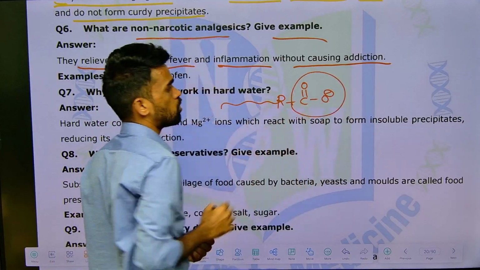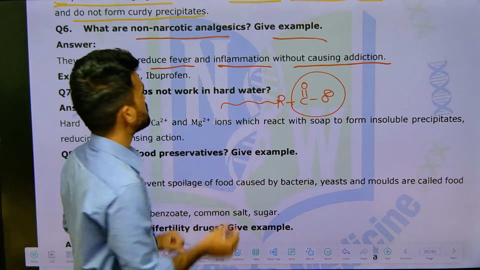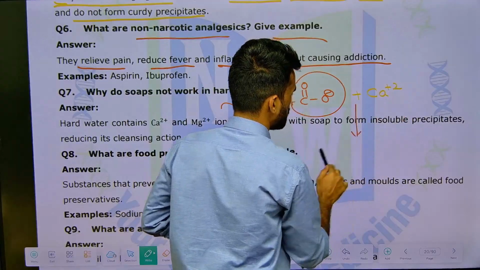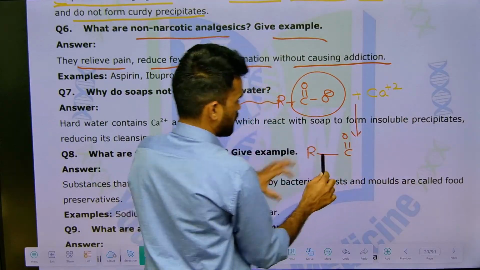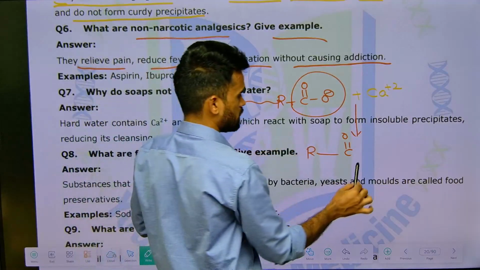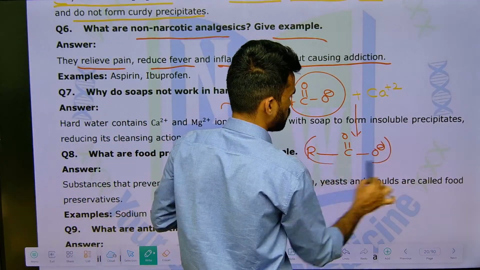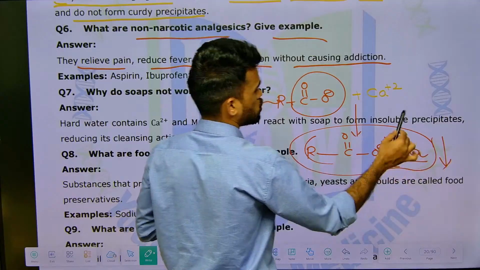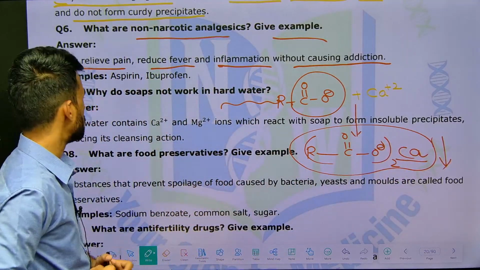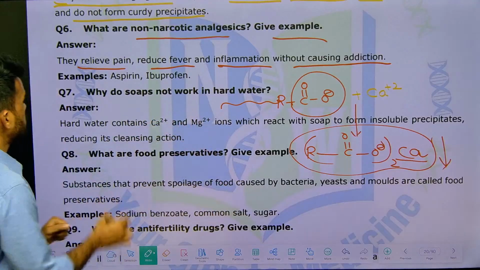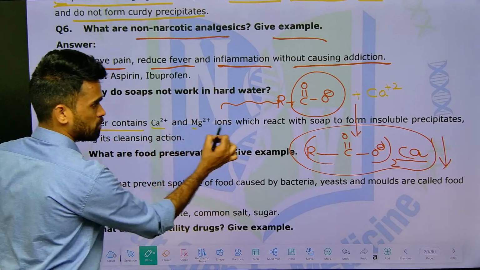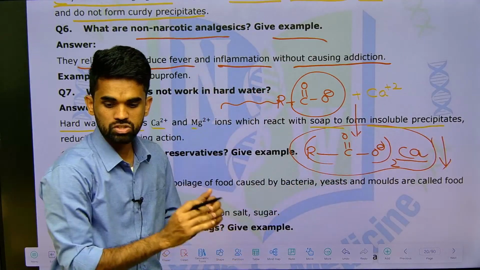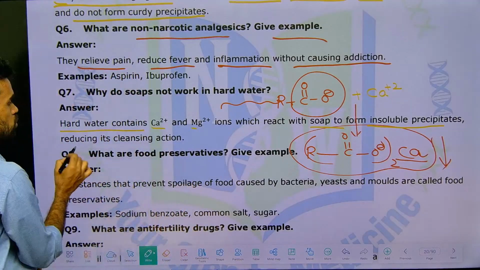Here you have a carboxylate ion. Now what happens is, whenever it is treated with calcium salts or magnesium salts, you are going to get a precipitate. The long aliphatic chain will be there on this side, and it will combine with calcium, so this kind of precipitate is formed, whether it may be calcium, magnesium or any other group 2 metal ion. Due to this reason, hard water contains calcium and magnesium ions which react with soap to form insoluble precipitates, reducing its cleaning action.